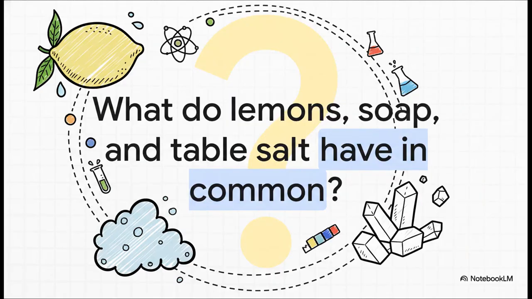All right, let's start with a little puzzle for you. Think about the sharp, sour taste of a lemon, the slippery feel of a bar of soap, and the little white crystals of table salt. I mean, they seem totally unrelated, don't they? Well, stick with me and you'll see how chemistry ties all of these together in a really cool way.